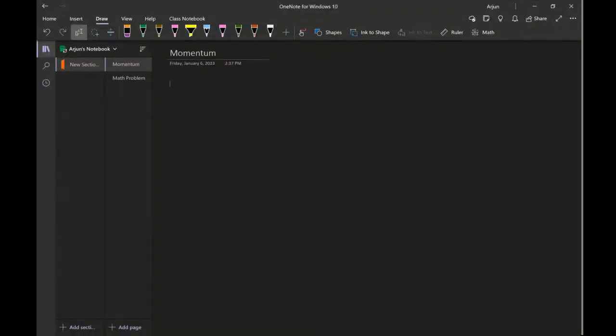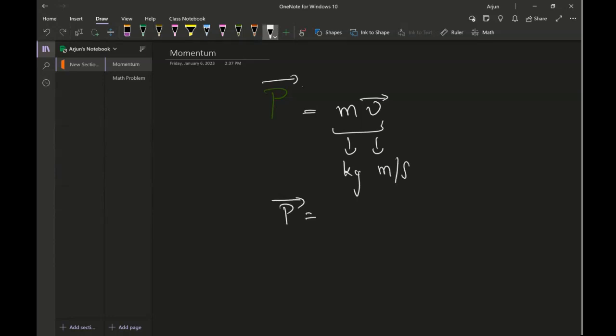Hey folks, in today's class I'll be talking about momentum. So momentum is represented with the symbol P and with a vector on top. If I look into the definition of momentum, it is equal to the product of mass and velocity. That's what momentum is. Now, if I look into the units of momentum, we can always derive the units from the formula. Mass unit is kg and velocity is meters per second. So the momentum units will be kg meters per second.